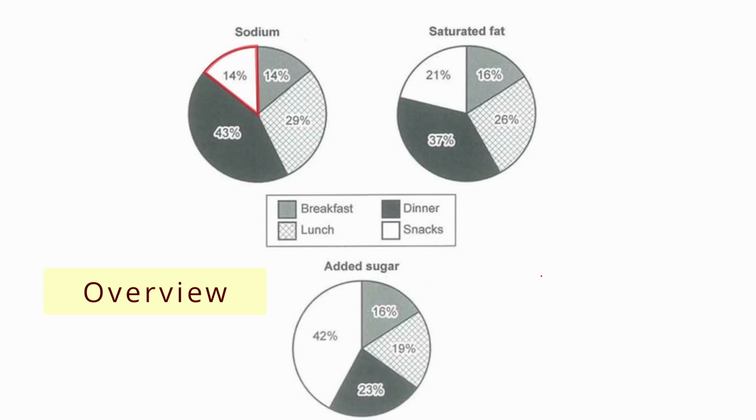Also, I can mention snacks because it has the lowest percentage in sodium and the highest percentage in added sugar. This is something that I will also mention in my overview, but it's your choice what you're going to use and what you're going to mention in your overview. Now it's time to write.